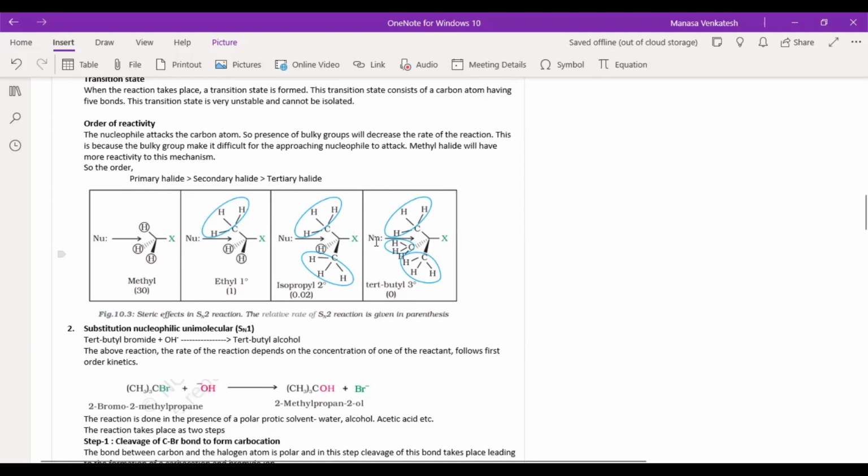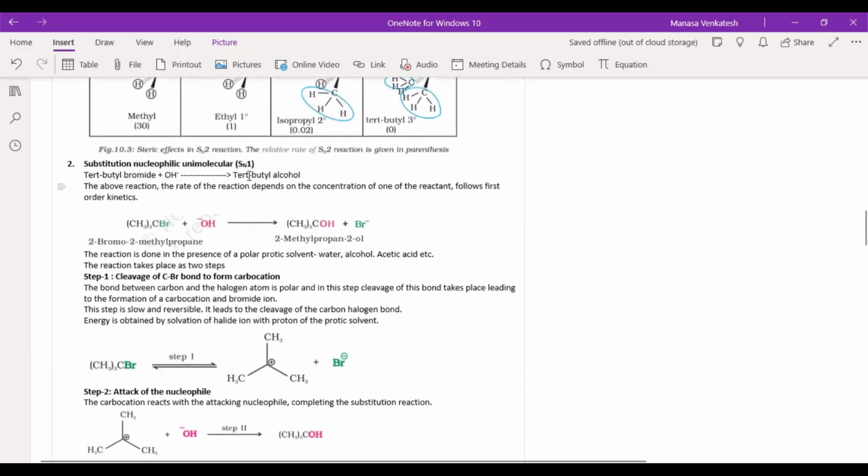Because this involves the attack of the nucleophile on the carbon from the back, we need to make sure that it does not sterically hinder the formation of the product. So when you have this SN2 mechanism, primary halides will undergo SN2 more than secondary, more than tertiary. And even before primary, we have a methyl halide. Next is the SN1 mechanism.